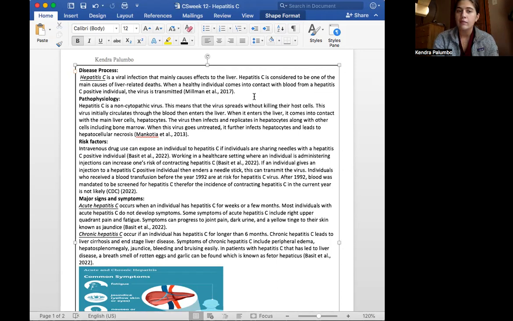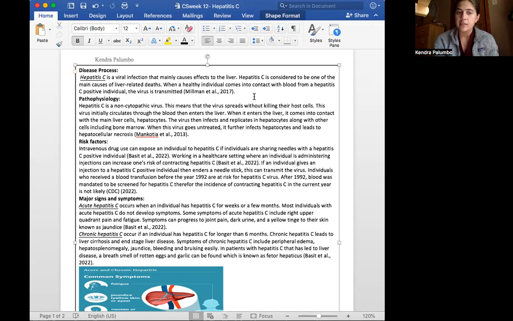Individuals who have received a blood transfusion before the year 1992 are also at risk of having hepatitis C. After 1992, they began to screen blood for hepatitis C and other illnesses to prevent the contraction of hepatitis C via blood transfusions.